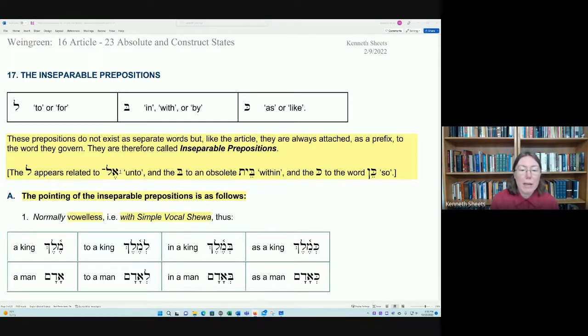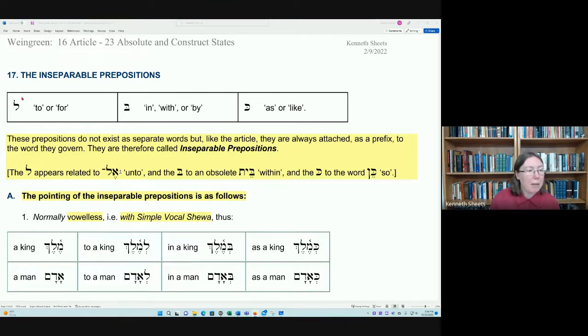2022. When we met last week, we were taking a look at the inseparable prepositions. That is, those prepositions that are attached directly to the noun and thus do not form their own separate word, but actually are part of the word where the noun is. And these three inseparable prepositions are all pointed with the simple vocal schwa.